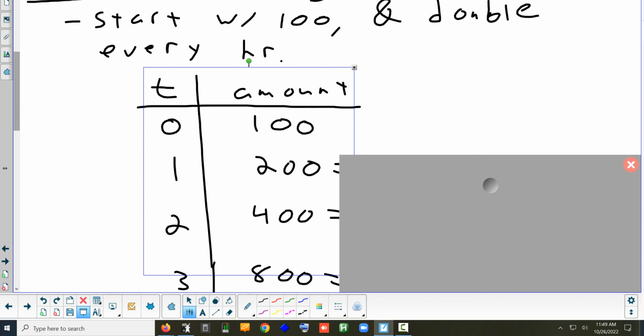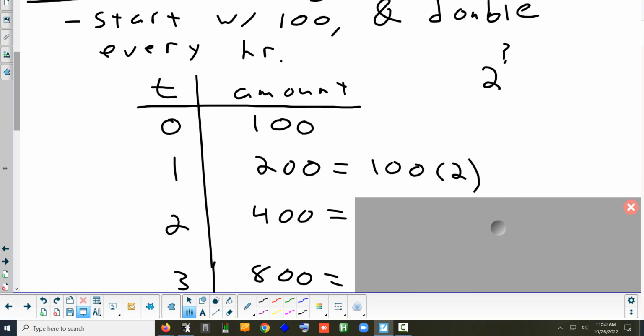Now, rather than think of it as 100, 200, 400, 800, I want to think of it as something to do with 2 to a power. So think about the original amount and something with 2 to a power. Can you think of how you can write 200 using the original amount and 2 to a power? Yeah, 100 times 2 to the first power. This is 100 times 2 because we're doubling, to the number of hours that have gone by.